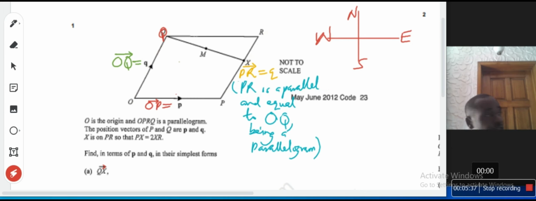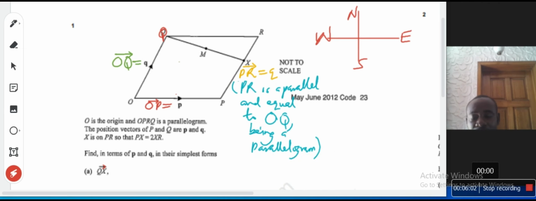So if the two are parallel, they are also equal. That is because it is a parallelogram. Opposite sides of a parallelogram are parallel and also equal. So since the vector of OQ is small letter q, the vector of PR is also small letter q. Is that noted? PR is parallel and equal to OQ, being a parallelogram.